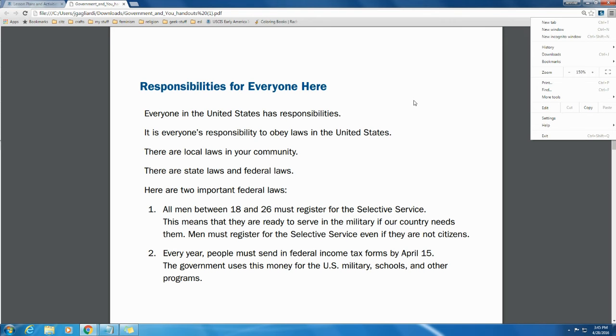This is, again, one of my favorite pages, Responsibilities for Everyone. What are some of the responsibilities? We have to obey the laws, and they make a distinction between the local laws, the state laws, and the federal laws. One of them is applying for the Selective Service and, of course, paying federal taxes.